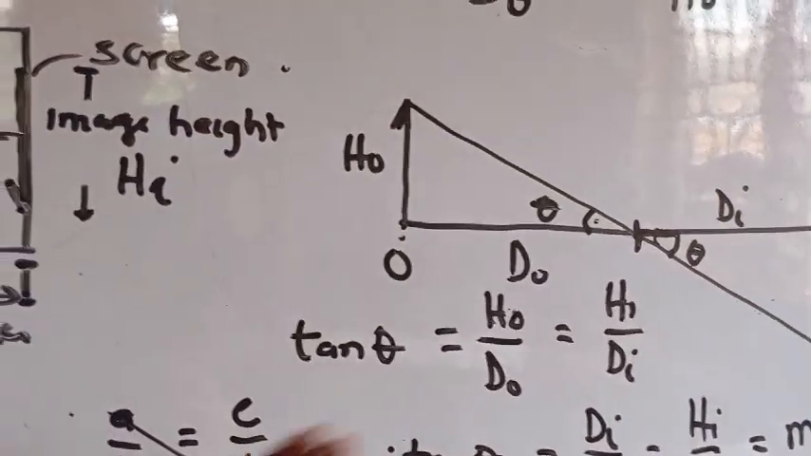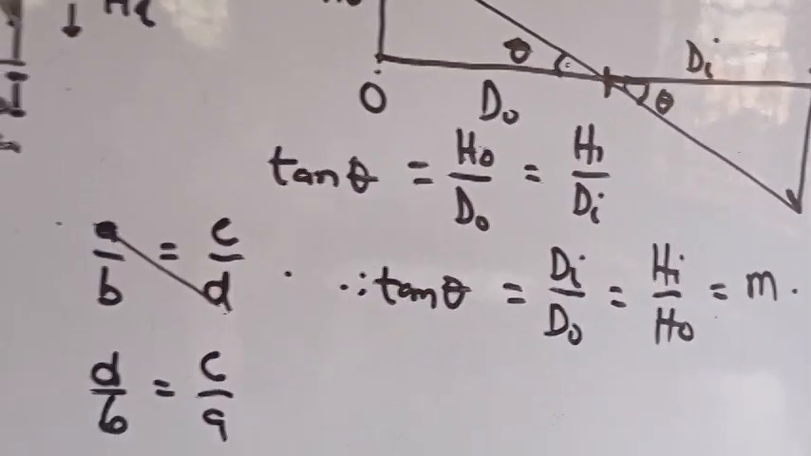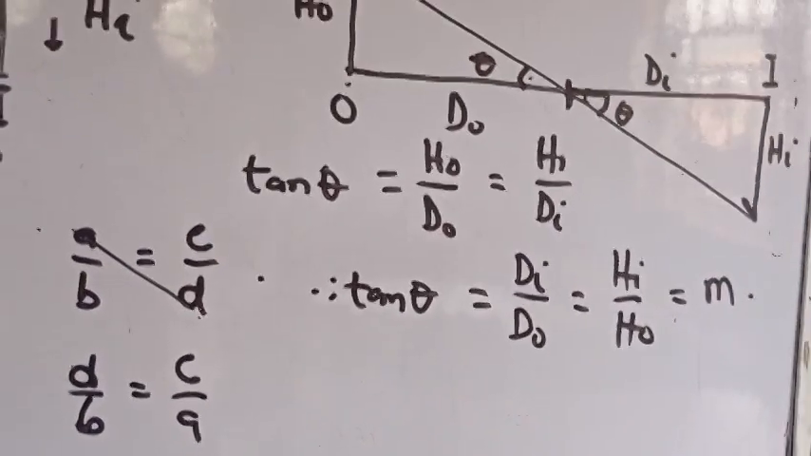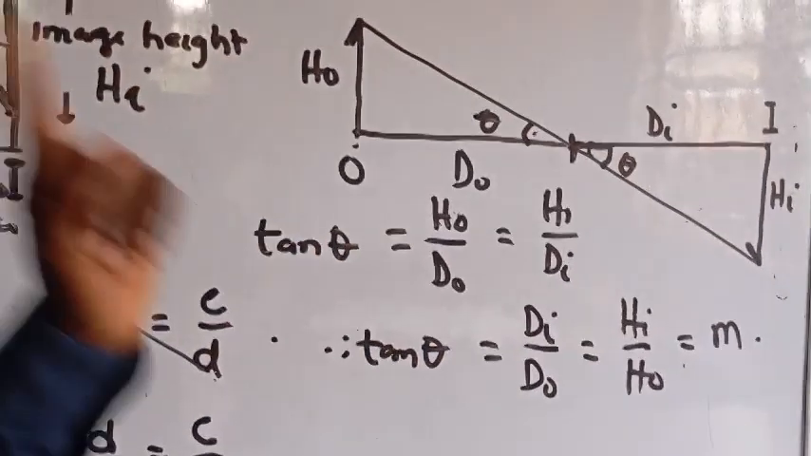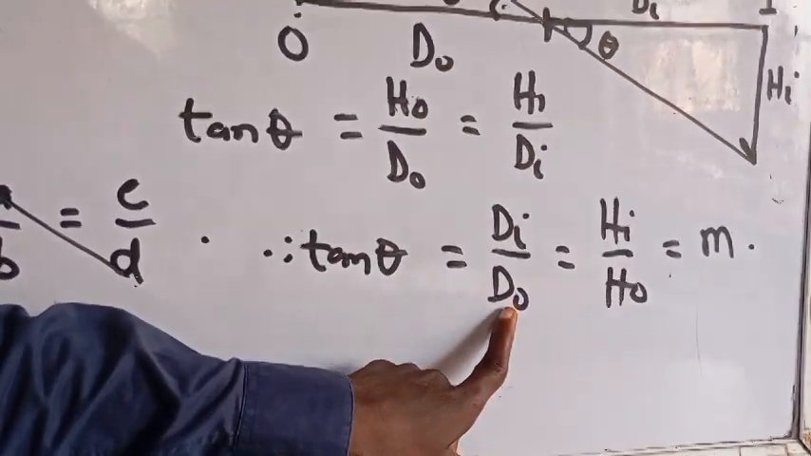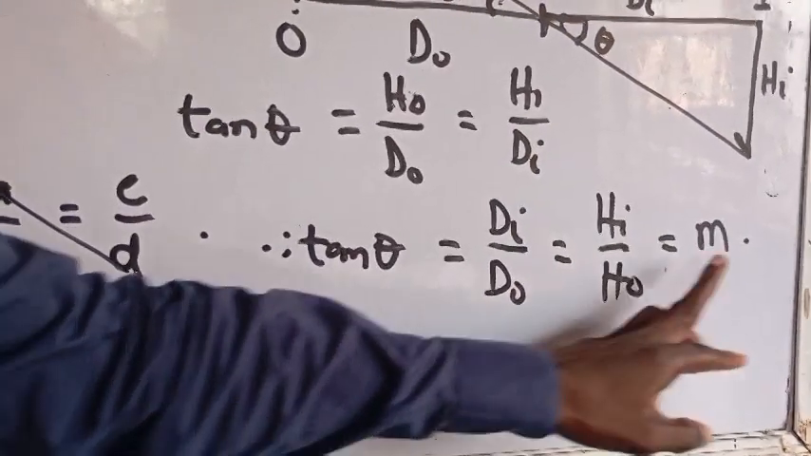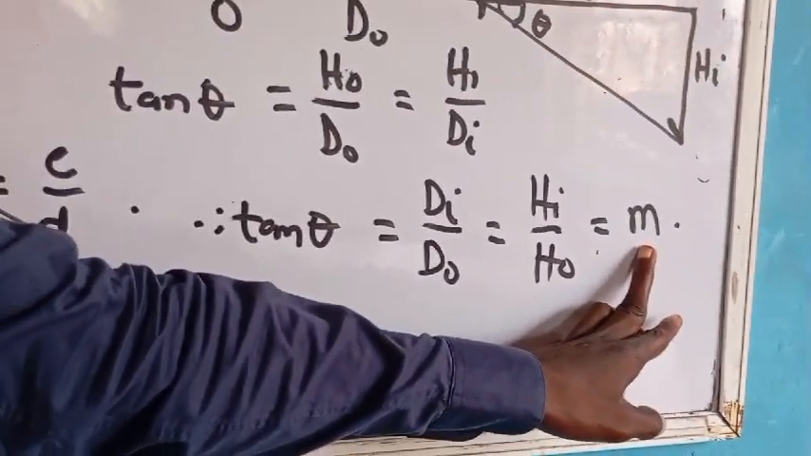So I want you to get this very clearly. It's an important thing. You know what it means when they say magnification. I have defined it before. I said that it is the ratio of the image distance to the object distance, or the ratio of the image height to the object height. That is what we call the linear magnification.